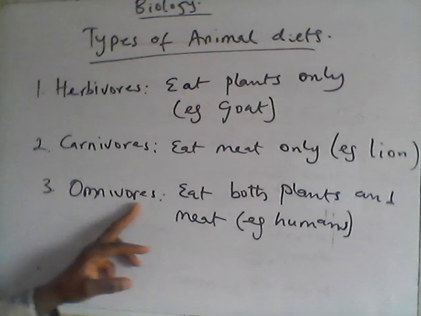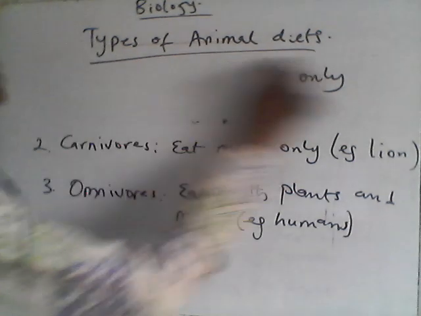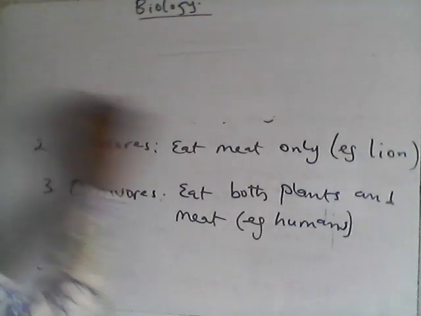Then the omnivores eat both plants and animals, e.g. humans eat both plants and animals. Okay, so I'm going to be giving us some kind of mnemonics to remember some of the things we have already done. For instance, when I say that photosynthesis is the process of making food for plants.